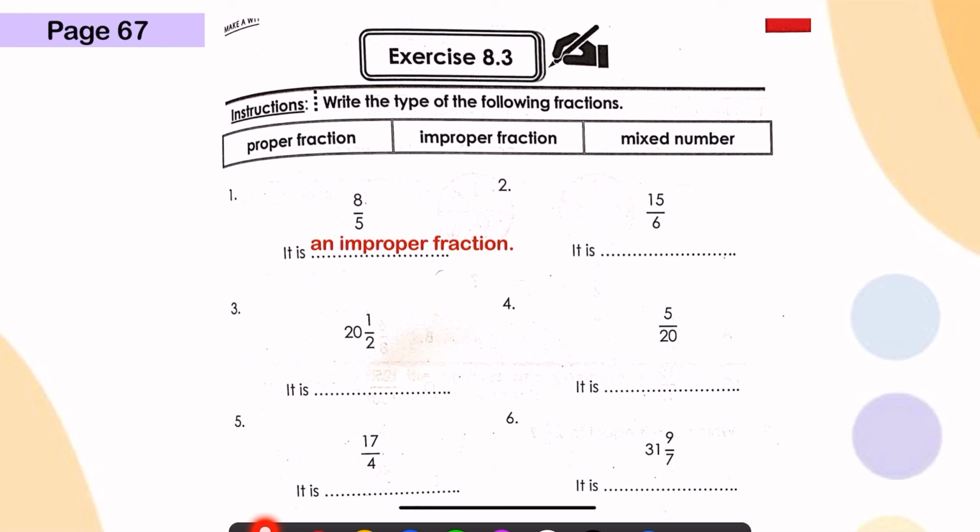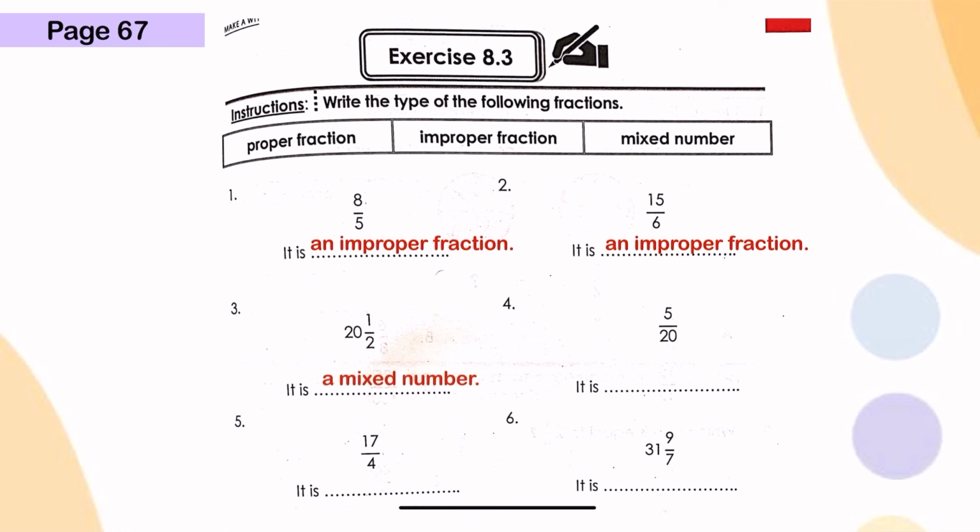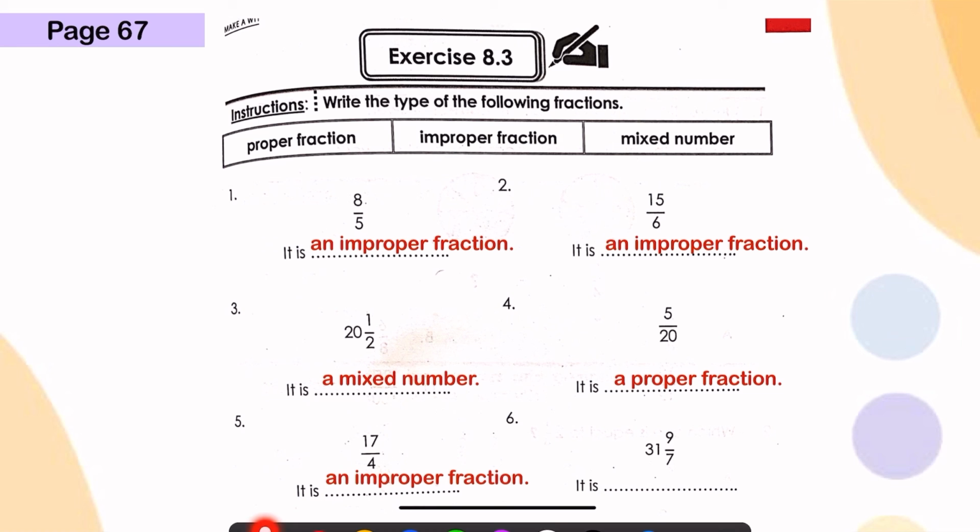So, number 2, 15 over 6. It is an improper fraction. Number 3, 20 and 1 over 2. Obviously, it is a mixed number. 4, 5 over 20. So it is a proper fraction. Number 5, 17 over 4. It is an improper fraction. And the last one, number 6, 31 and 9 over 7. Obviously, it is a mixed number.